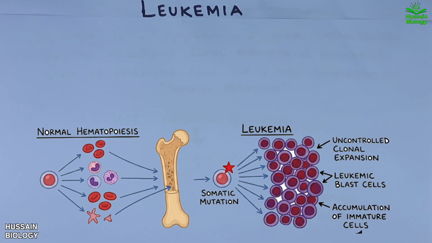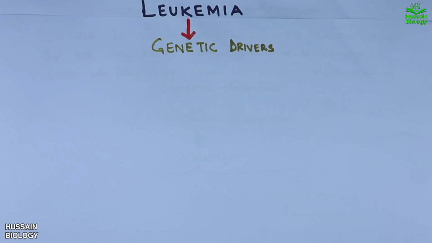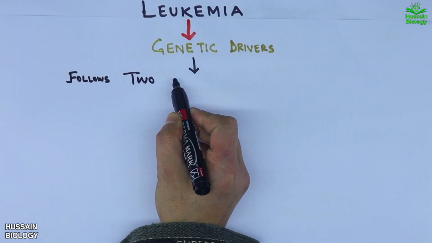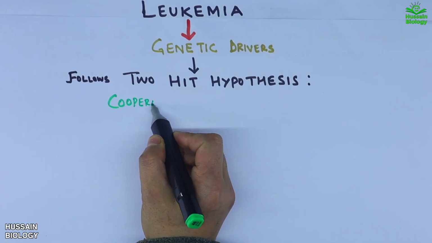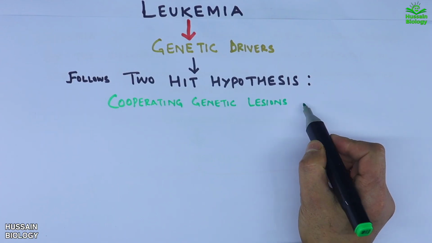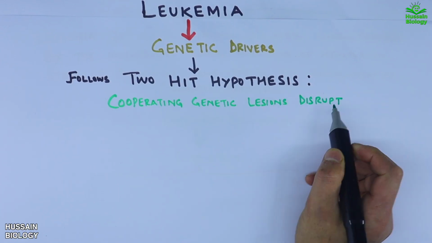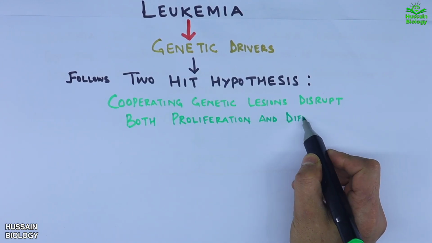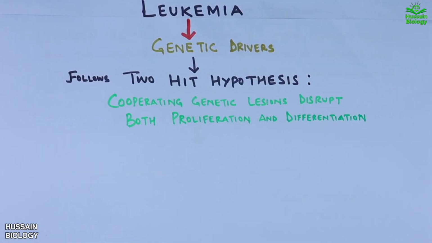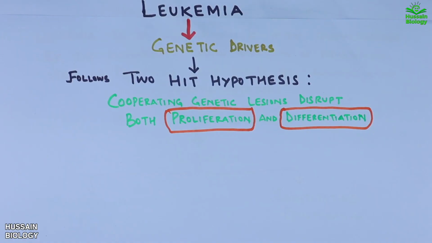Now let's look at the genetic drivers of leukemia. Leukemia generally follows the two-hit hypothesis. This means that two cooperating genetic lesions are required for the development of leukemia. These genetic changes together disrupt both proliferation and differentiation of hematopoietic cells. And in this two-hit hypothesis, we get two classes of mutations.